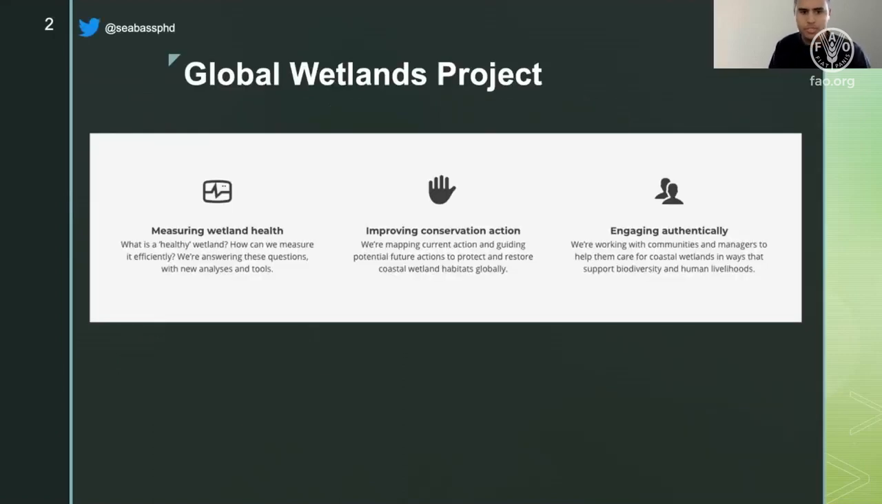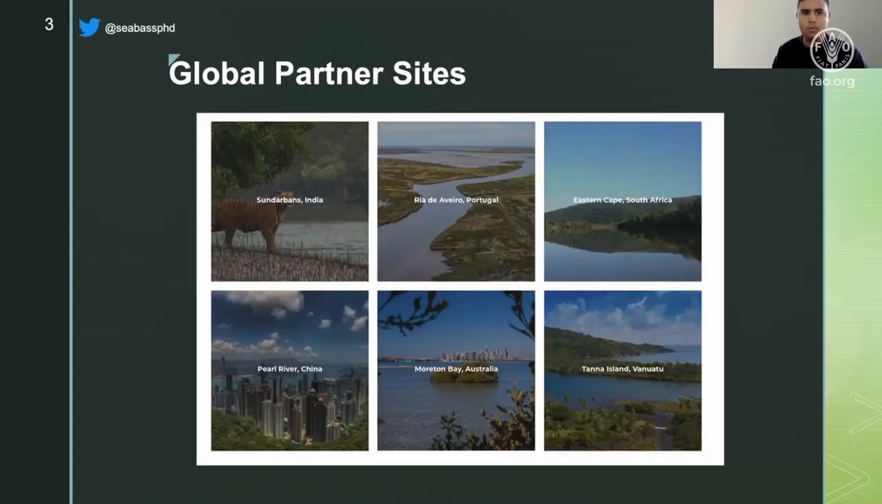At the Global Wetlands Project, we are doing three things: measuring wetland health with new analysis and tools; improving conservation action to protect and restore coastal wetland habitats globally; and then also engaging communities and managers to help them care for coastal wetlands and also to learn how to support biodiversity and human livelihoods. The Global Wetlands Project has partner sites across the globe from India, Portugal, South Africa, China, and Vanuatu. And the core team is based in Moreton Bay, Australia.